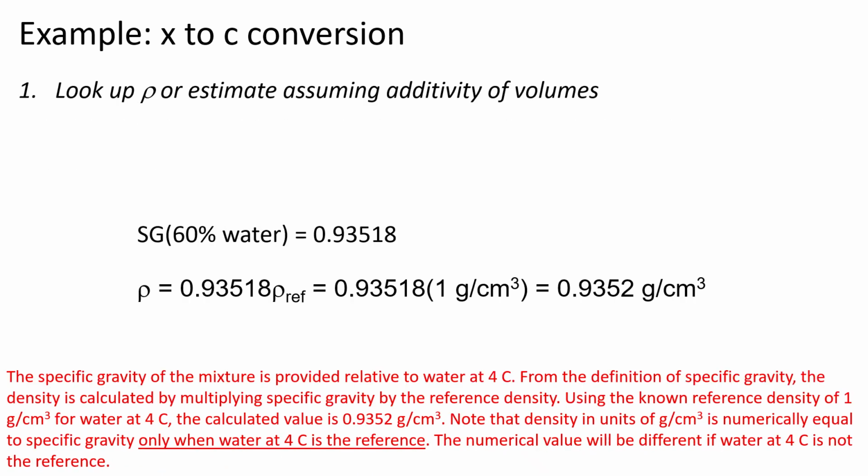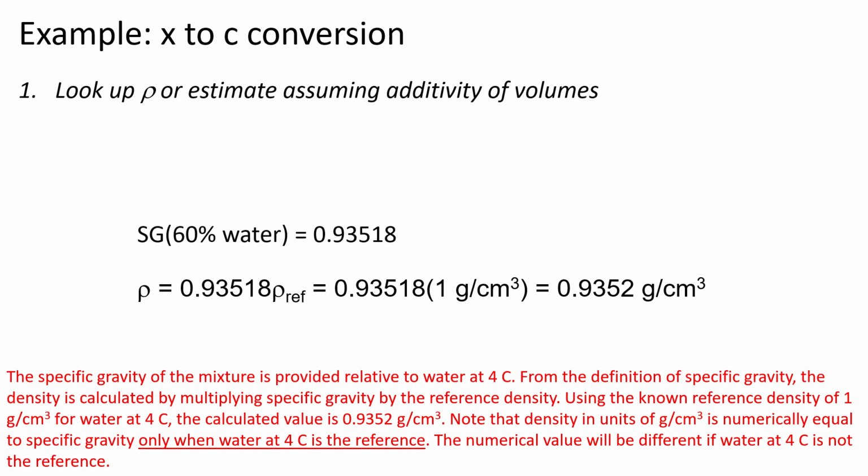The specific gravity of the mixture is provided relative to water at 4 centigrade. From the definition of specific gravity, the density is calculated by multiplying specific gravity by the reference density. Using the known reference density of 1 gram per centimeter cubed for water at 4 centigrade, the calculated value is 0.9352 grams per centimeter cubed.